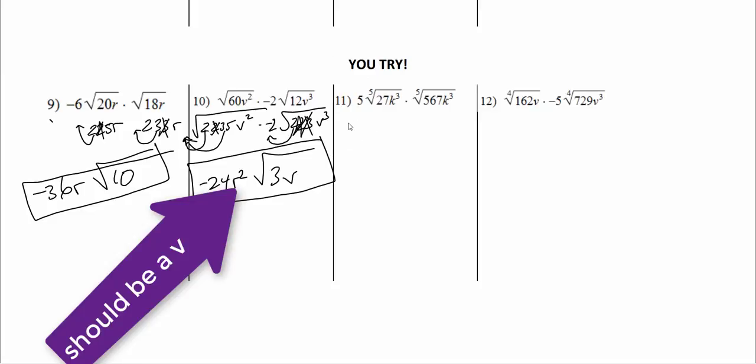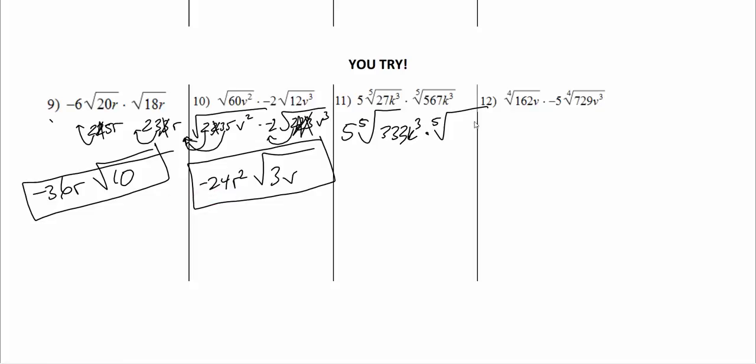Number 11, I have 5 on the outside times the fifth root of 27, which is 3, 3, 3, and k to the third, times the fifth root of 567. So that is 567, you're going to have to probably do your factor trees, but you should get 3, 3, 3, 3, 7. I think that I'm right. I believe I am. So then what happens?